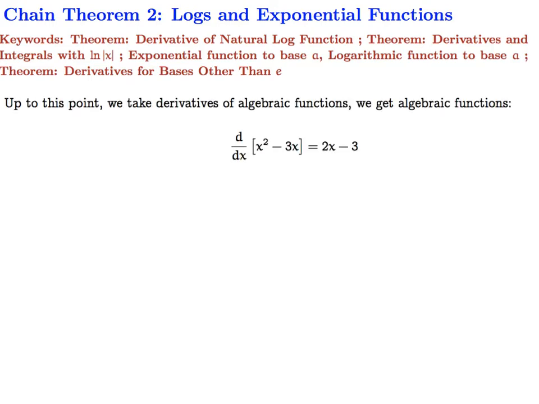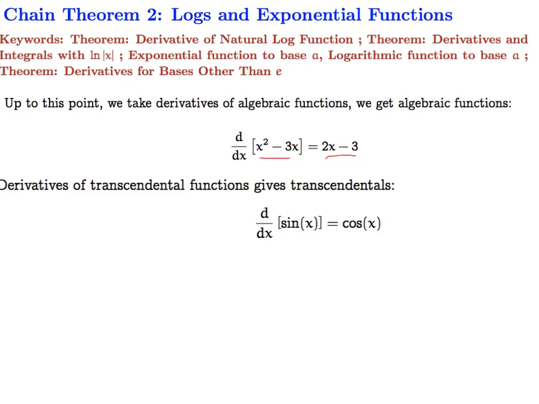Now you may have noticed when taking derivatives that up until this point, if we took the derivative of an algebraic function, we got an algebraic function. If we took the derivative of a polynomial, we got a polynomial. The derivative of a rational function was rational. Also, the derivatives of transcendental functions were transcendental. The derivative of a trig function, sine of x, was another trig function. Same for the other trig functions.